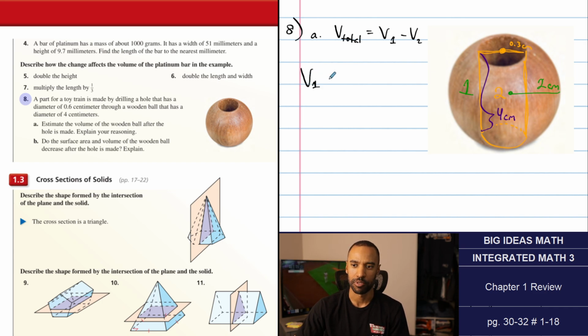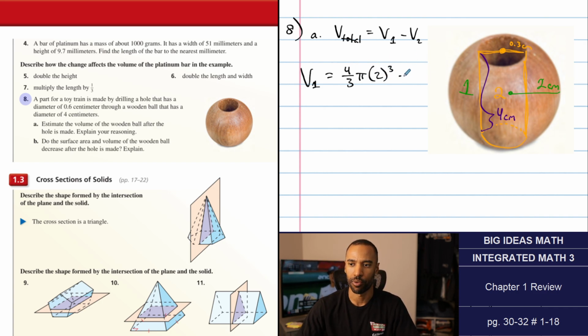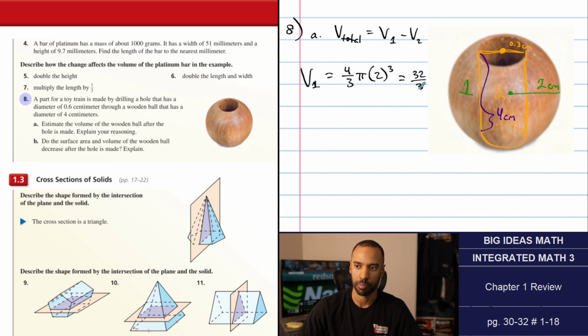Let's find the volume of object 1 given a radius of 2 centimeters. Remember, it was a diameter of 4. Volume of a sphere is 4/3 pi r cubed. So we're going to work off that. 2 cubed is 8 times 4 is 32. We got 32/3 pi cubic centimeters. That's object 1. That's not the answer.